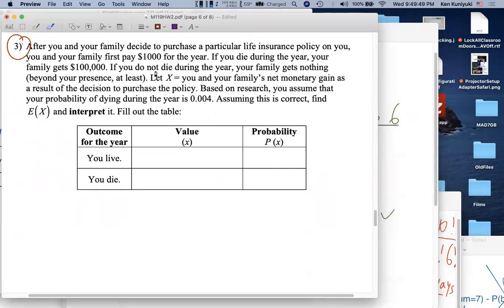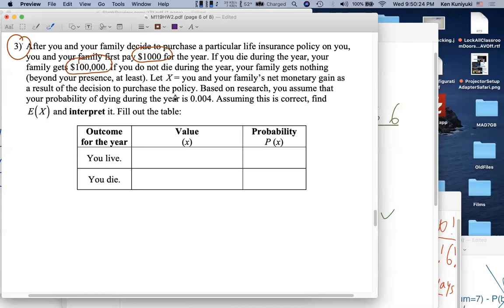Okay, so bottom line, I tried to get the semantics right, but bottom line, your family pays $1,000 for the life insurance. If you die, your family will get a $100,000 check from the company. So ignoring the value of your own life, of course your family will miss you. Let X equal you and your family's net monetary gain as a result of the decision to purchase the policy. We're not looking at the value of your life as a human being. We're looking at the money, pure money.